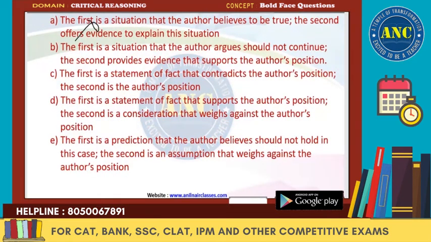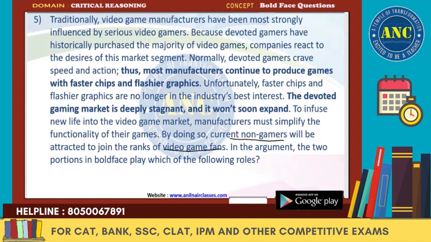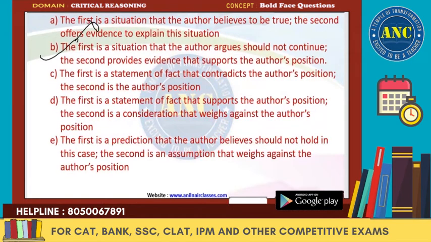The second option: the first is a situation the author argues should not continue. The second provides evidence that supports the author's position. Absolutely correct. Why? Because the first boldface portion is a situation that the author believes to be true. And because of change in the markets, what does the author believe? That this situation should not continue. And what is the second boldface portion providing as evidence? It supports the author's contention that the best way to grow the gaming market is to attract new gamers. Hence, option B is the right one.